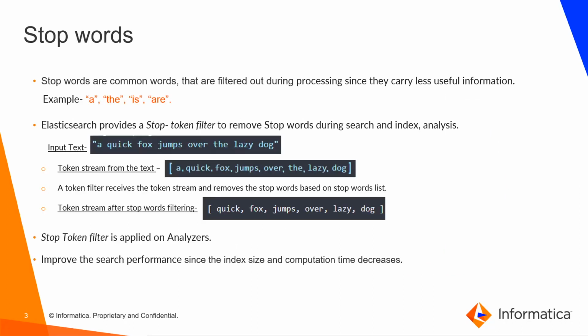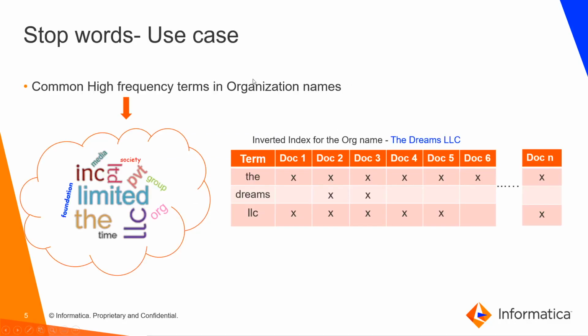Stop words improve the search performance because the index size reduces when we remove the unwanted words, and also the computation time decreases. We will look at a use case to understand this better. Say we have a field called organization name, and these organization names usually contain words like limited, LLC, org, etc. Let's say we have a million organization names in our database and we have indexed these organization names. Then this is how the inverted index for an org name, the Dreams LLC, would look like.